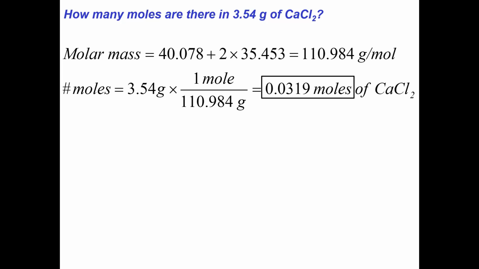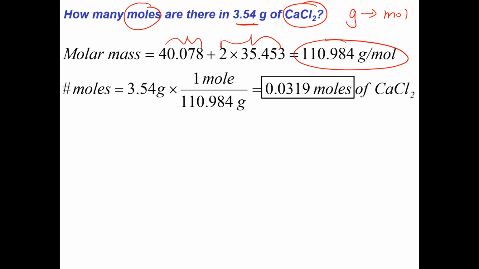Okay, here's another one. We're going to do it in exactly the same way. It says, how many moles are there in 3.54 grams of calcium chloride? So I recognize that I want to go from grams into moles. So I need to use the molar mass as my conversion factor. So the very first thing I did was add together the mass of a calcium and the mass of 2 chlorines. I'm just getting those masses from the periodic table. So this is the mass in grams of 1 mole of calcium chloride.